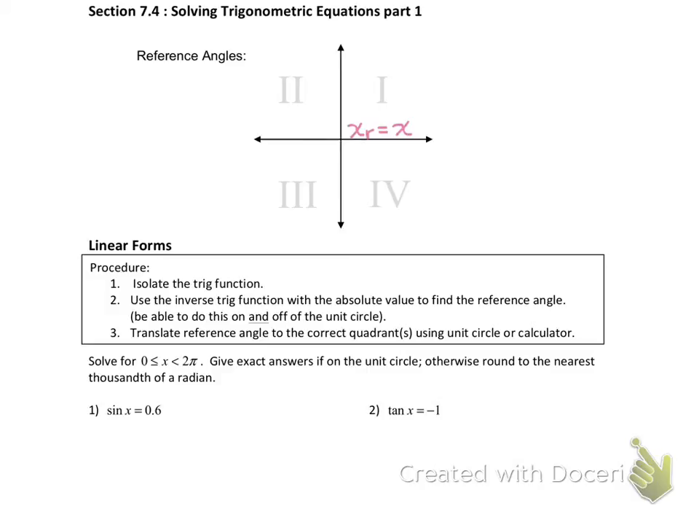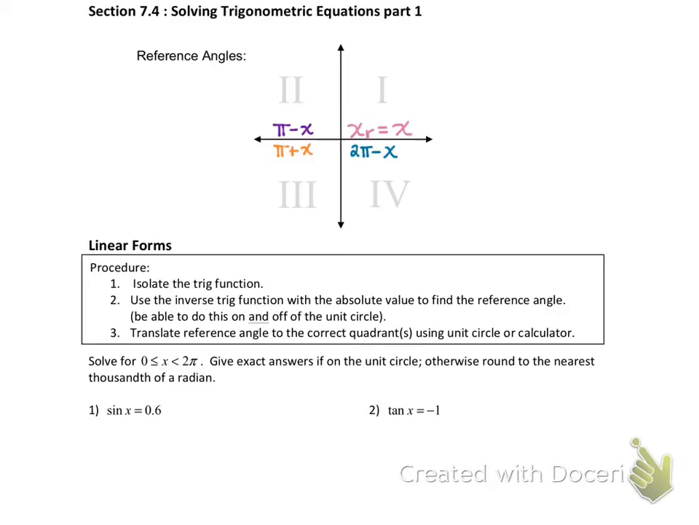In quadrant 2, our reference angle, or the angle in quadrant 2 that we're trying to find, becomes pi minus our initial value. In quadrant 3, we add that value to pi, and then in quadrant 4, we take 2 pi and subtract that same value. Be sure that your calculator is in radian mode when finding your reference angles.